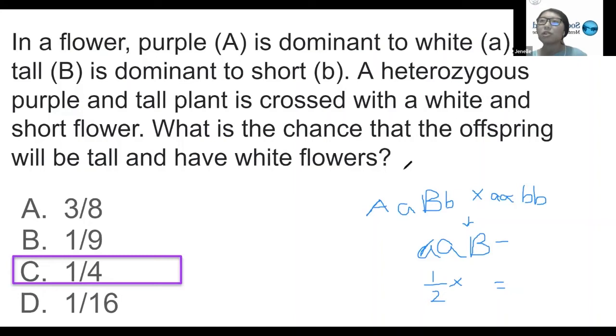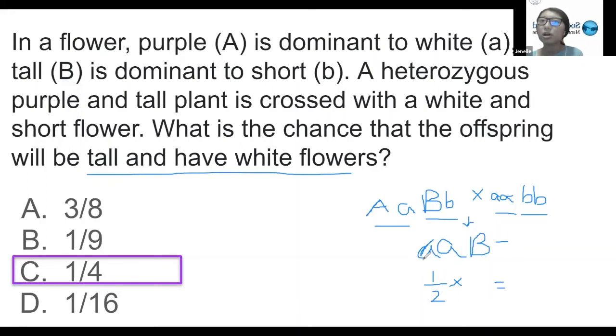flowers. So first we want to figure out the original genotypes of the original parent plants. So we have a heterozygous purple and tall plant. So that's why you have big A little a and big B little b crossed with a white and short flower. And so we know that white is recessive, so you need 2 of them to be shown. And short is also recessive, so you need 2 of them to be shown. And we're asking, what is the chance that the offspring will be tall and have white flowers?